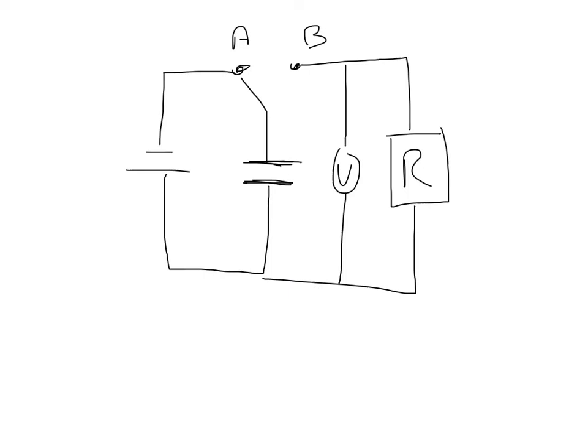If we set up the following circuit, we have our power pack at this position and our capacitor here. We have a voltmeter connected and a resistor. Now, when the switch is at position A, our capacitor will charge up to a maximum value. Once we move the switch to position B, our capacitor will discharge through the resistor, and the potential difference across the capacitor, which will be the same as across the resistor, is measured on the voltmeter here.